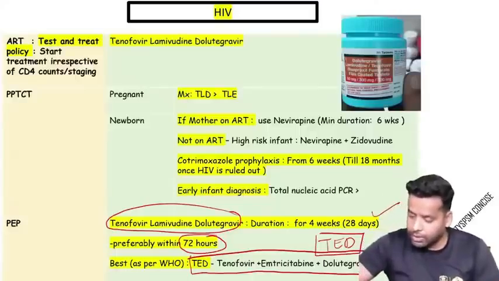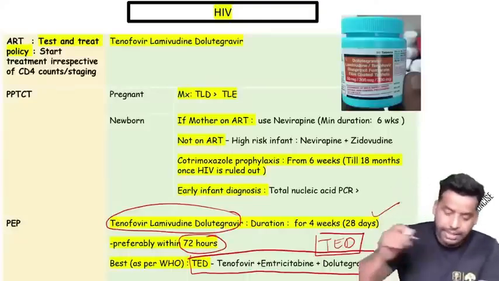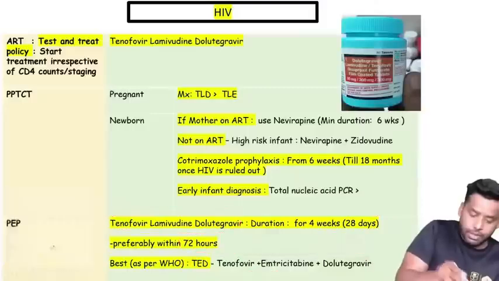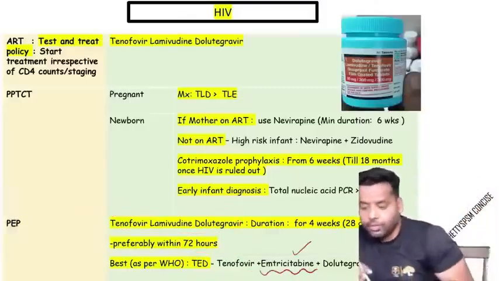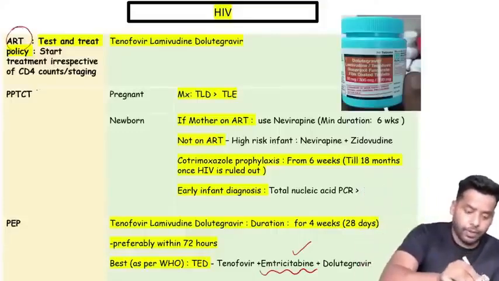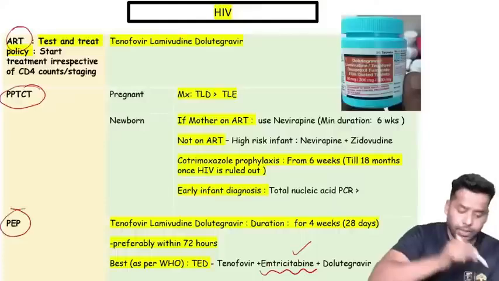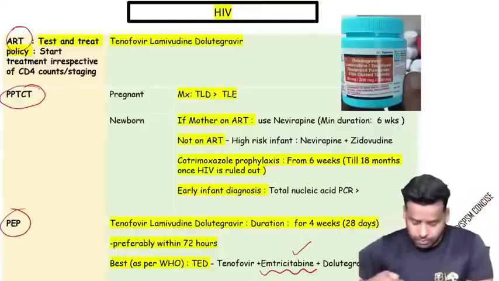This was a question in the exam recently. TET is the best for post-exposure prophylaxis. E is emtricitabine. Highlight this word, E for emtricitabine. ERT, PPTCT and post-exposure prophylaxis.